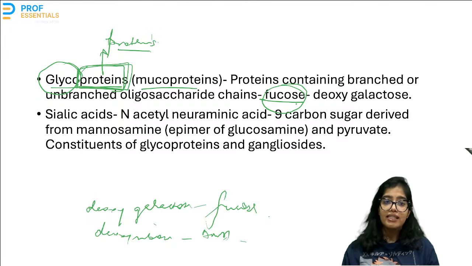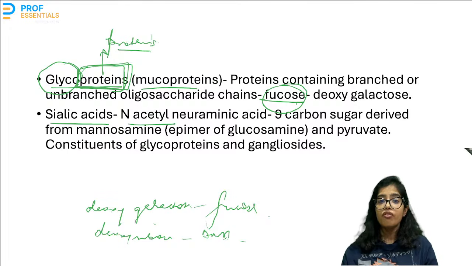Understood? Next are sialic acids. What are sialic acids? They are N-acetyl derivatives of neuraminic acids. What are neuraminic acids? Nine carbon sugars. So neuraminic acids are nine carbon sugars derived from mannose amine. What is mannose amine? Amine and mannose. That means they will have an NH2 group and they will be a derivative of mannose.